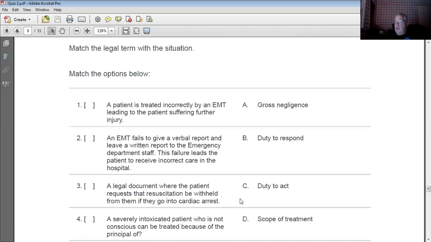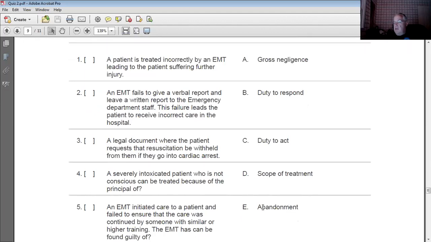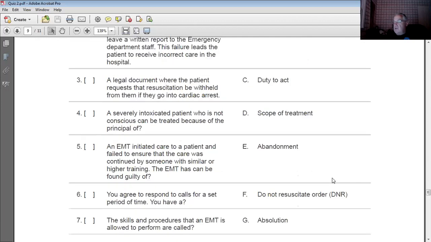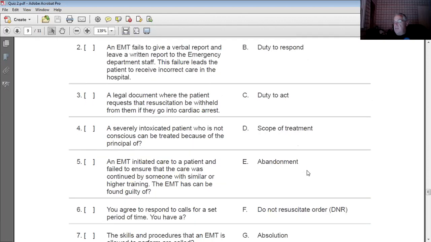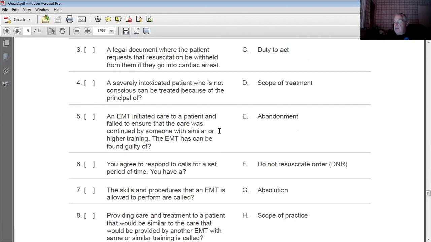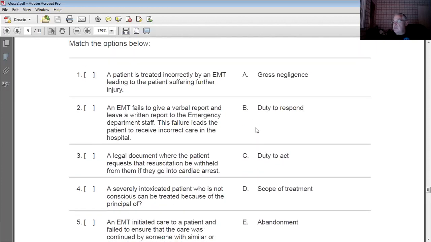Okay, match the legal term with the situation. A patient who's treated incorrectly by an EMT, leading to the patient suffering further injury, would be gross negligence. An EMT who fails to give a verbal report or leave a written report in the emergency department would be abandonment. E, a legal document where the patient requests that resuscitation be withheld from them if they go into cardiac arrest, is a do not resuscitate order. F, a severely intoxicated patient who is not conscious can be treated because of the principle of implied consent.